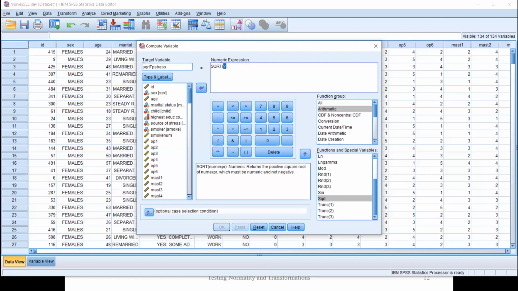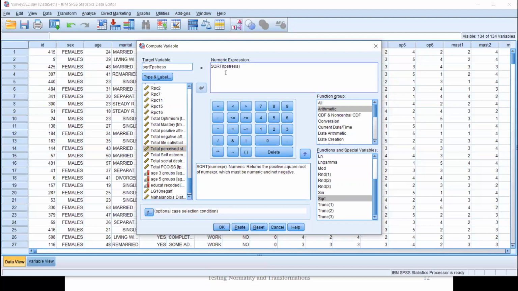Whenever you double click here, this function comes into the numeric expression dialog box. You have to click the variable for which you want to take the square root. We want to take the square root of the variable tpstress, so click on tpstress and click the right arrow. tpstress comes here. Now this is the formula: square root of tpstress.